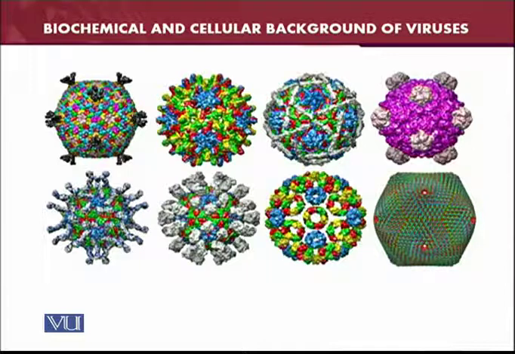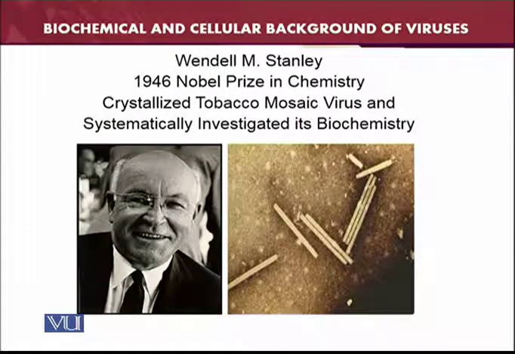On the left side of the viruses, they have the spikes. Some of the viruses, these are the envelopes of the viruses. This is Wendell M. Stanley, who for the first time got the Nobel Prize in 1946 for discovering the biochemistry involved in the tobacco mosaic virus. Tobacco mosaic virus is a helical type of virus, as you can see in the diagram. So he systematically investigated its biochemistry, how biochemically the virus works and acts on the host.